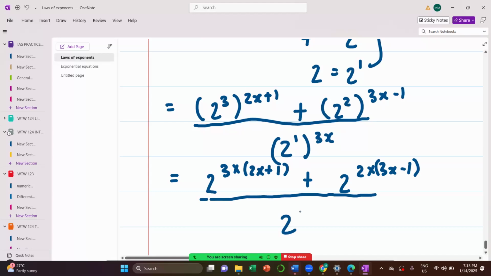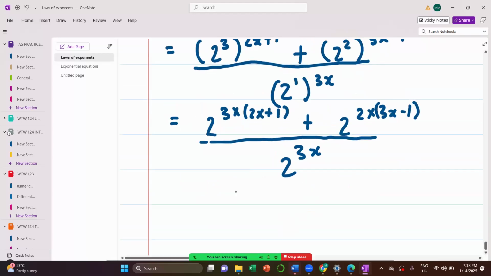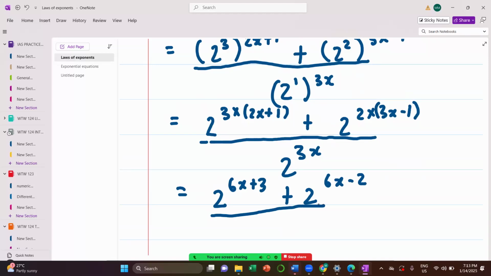Here I'm going to have 2. I keep the base. I multiply the exponents, which is 1 times 3x, which is just 3x. Right? And then I continue at the top. So what am I going to have? 3 times 2x plus 1. I'm going to have 2. I keep the base. So I'm going to have 6x plus 3 plus 2. Now I multiply 2 by 3x minus 1. So I'm going to have 6x minus 2 all over 2 to the exponent of what? 3x.